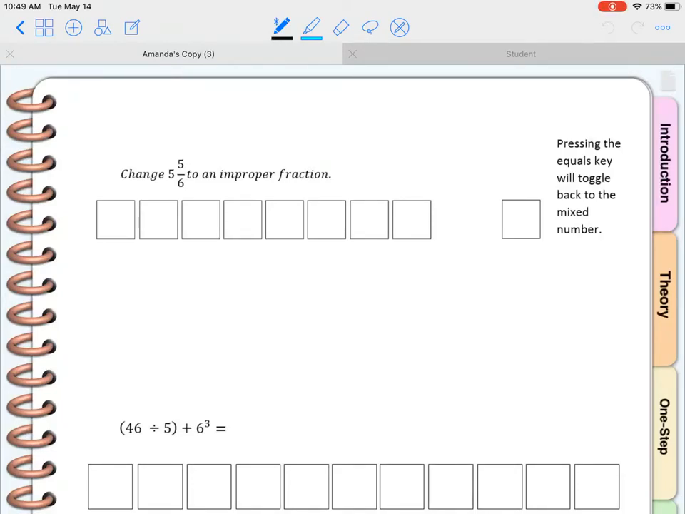Welcome back. We have two more calculations to do, and then I will show you how to do percentages.